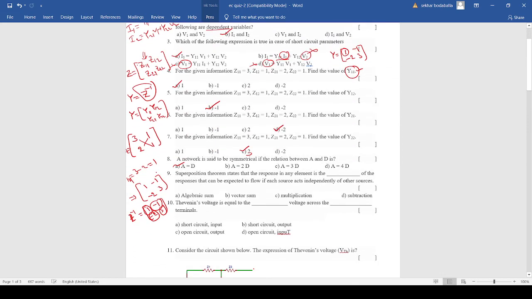9th question. Superposition theorem states that the response in any element is the dash of the response that can be expected to flow if each source acts independently of the other sources. So this is the algebraic sum. According to the superposition theorem, the response in any element is the algebraic sum of the responses when each source acts at a time. 10th question. Thevenin's voltage is equal to dash voltage across the dash terminals. So Thevenin's voltage is the open circuit voltage across the output terminal. So option C is the correct answer.